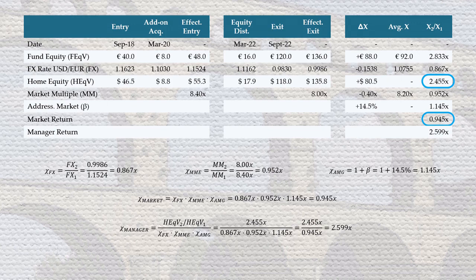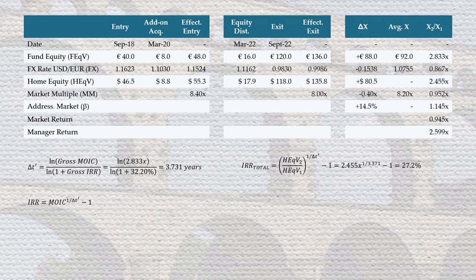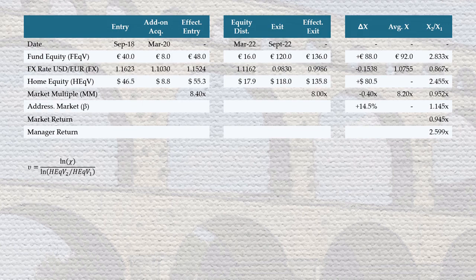For value creation IRRs, we need the deal's effective holding period. So we take the natural log of the deal's gross multiple of invested capital and divide by the natural log of 1 plus the deal's gross IRR. This gives us an effective hold of 3.731 years. A value creation IRR is the equity return multiplier raised to the power of the reciprocal of the effective hold minus 1. So total gross IRR in the home currency is 27.2%, the market-driven IRR is minus 1.5%, and the manager-driven IRR is 29.2%.